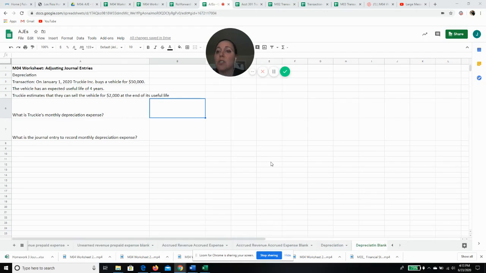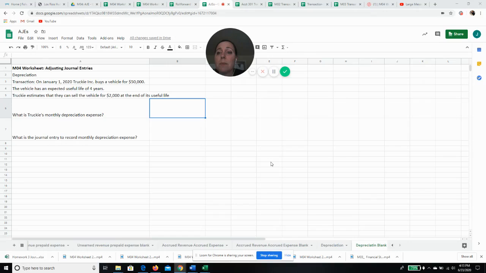Okay, so in our example, we have Truckee Inc., and they buy a vehicle for $50,000. The vehicle has an expected useful life of 4 years. This is an estimate. Management is often called upon to estimate, and at the time we bought the vehicle, we think we can use it to generate revenue for 4 years. It may end up being 3.5 years, it may be 5 years, but our best estimate's 4 years, so that's what we're going to use in the calculation.